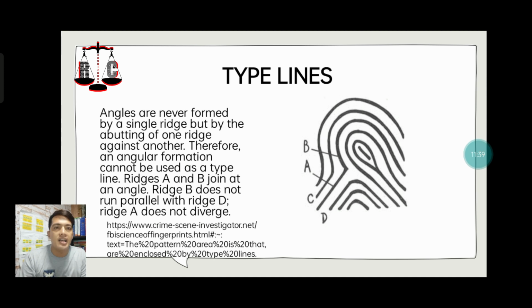Now, angles are never formed by a single ridge, but by the abutting of one ridge against another. Therefore, an angular formation cannot be used as a type line. Ridges A and B join at an angle, and ridge B does not run parallel with ridge D. Ridge A does not diverge.